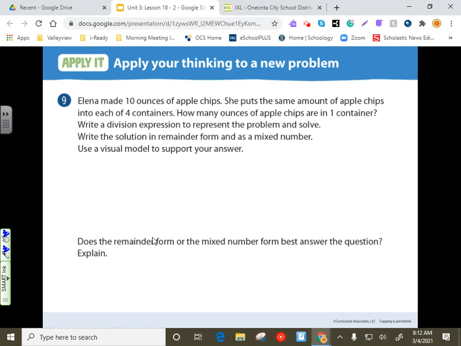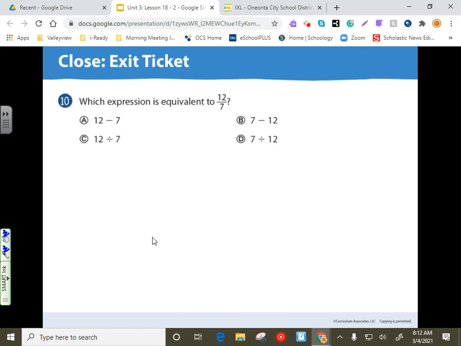And let's do the last one. Which expression is equivalent to 12/7? Well, let me show you how to read a fraction out loud or in your head. That makes it really simple to do this. So you've got the 12. Instead of that line that we usually do, replace it with the phrase divided by 7. So 12 divided by 7.